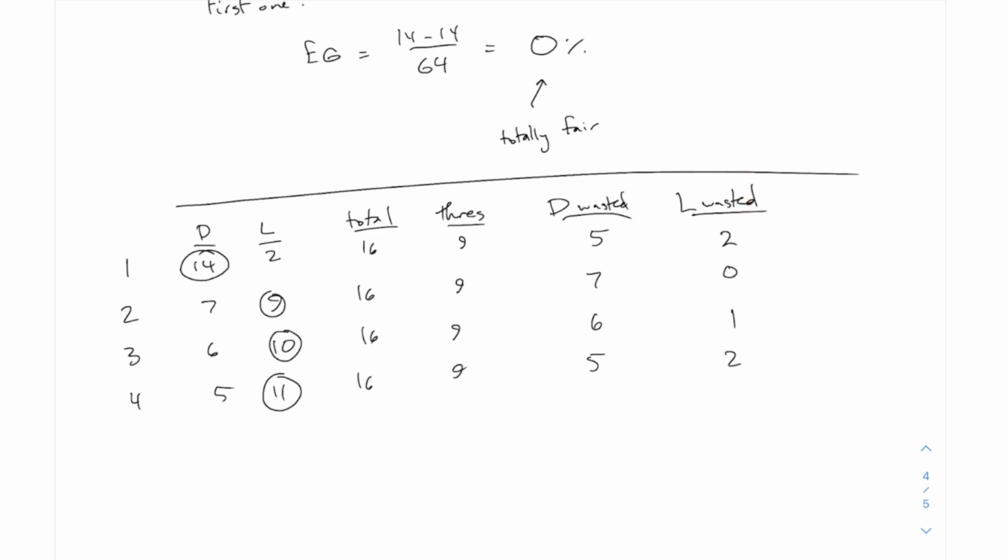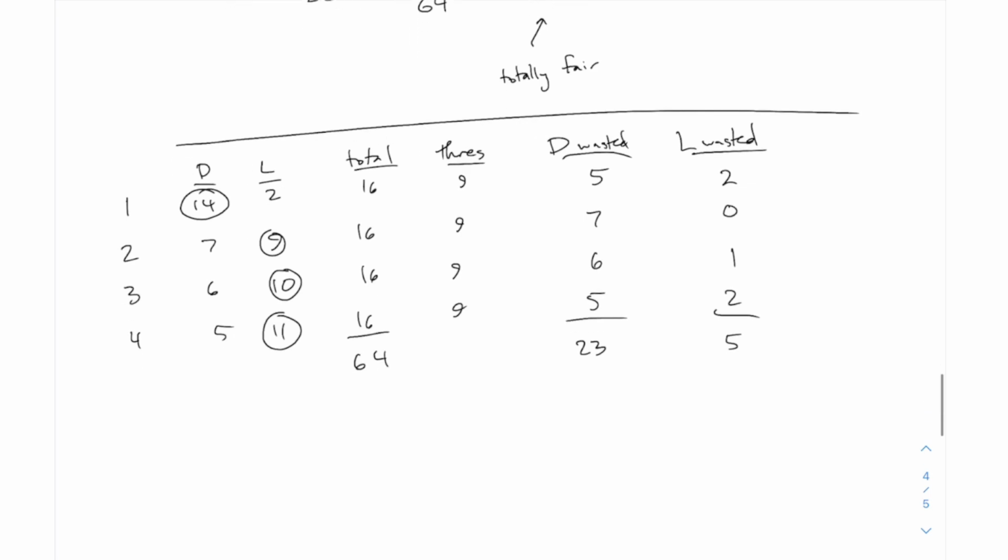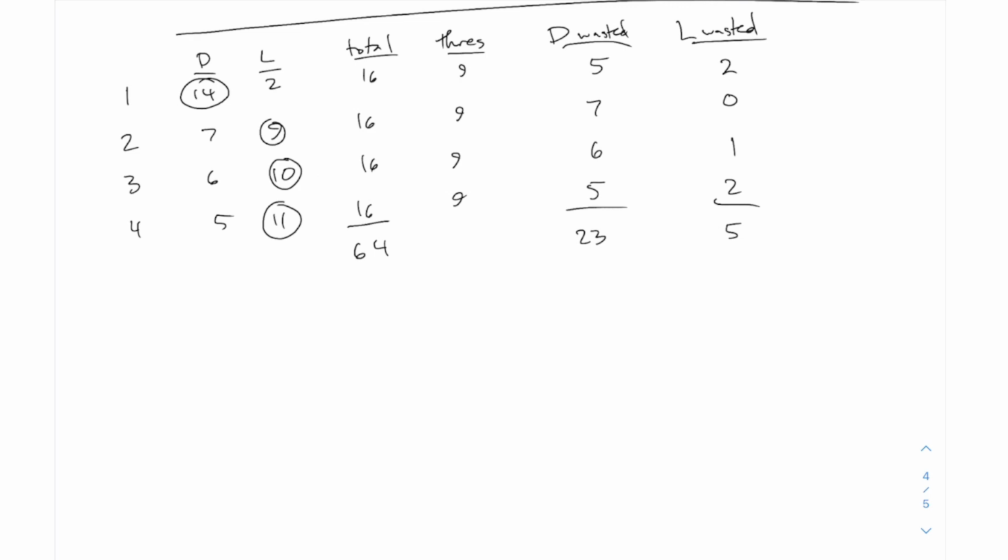But specifically, how many more? You go through adding all this stuff up. I got 5 here when I total that. This one I added up and I got 23. And the total number of voters is 64. So my final answer, you always look at these 2 numbers, you do the bigger one minus the smaller one, and that's the numerator of your fraction. So the EG is 23 minus 5 over 64. That's 18 over 64.